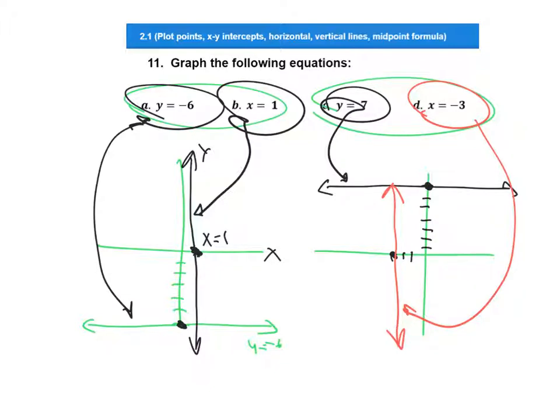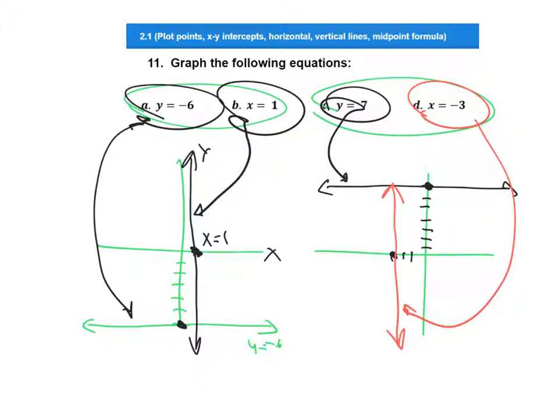Look at B, x equal 1. Which axis am I going to cross? The only one that's there, X. So I know it's going to be a vertical line. Now I just need to know, is it to the right of 0 or to the left of 0? And since we have x equal 1, it's to the right of 0.